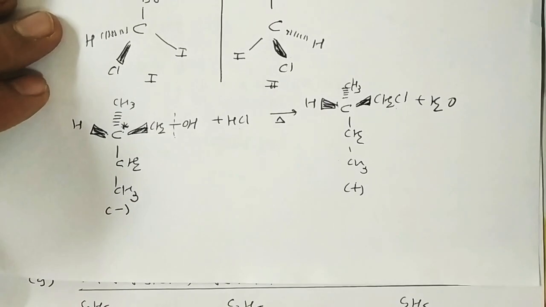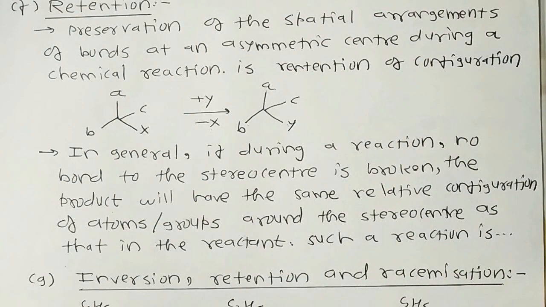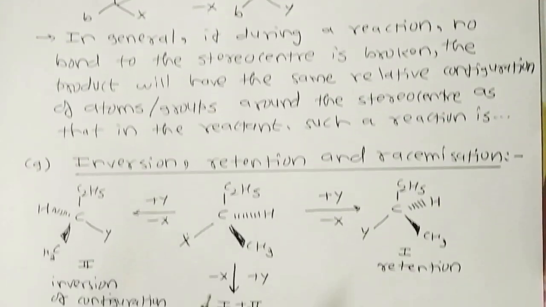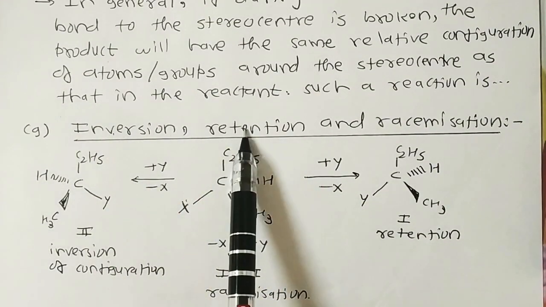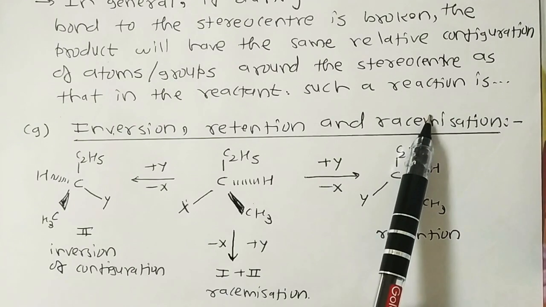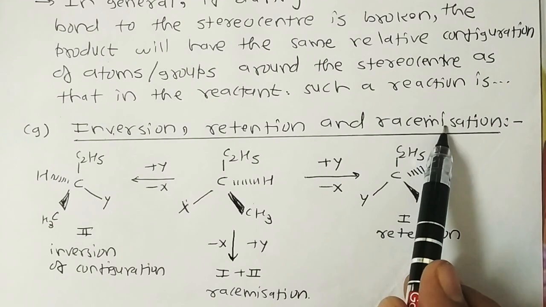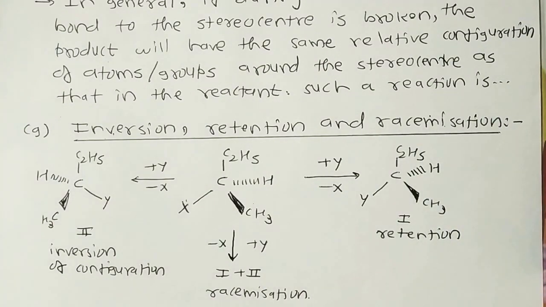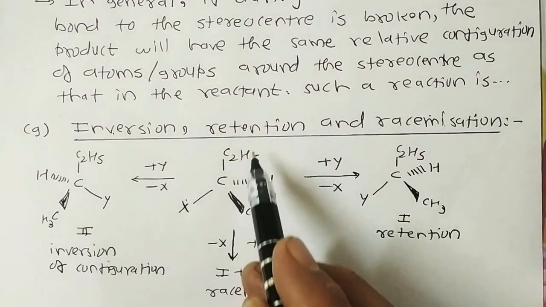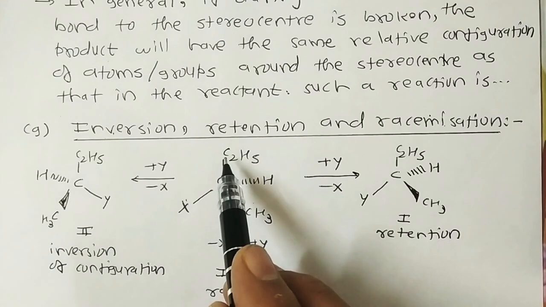So I think you now have a very clear idea about retention. After retention, now I have to bring together all the terms: inversion, retention and racemization. When we study inversion, retention and racemization, whenever in a chemical reaction a bond is broken at the stereocenter, mind well, at the stereocenter, three things can happen.